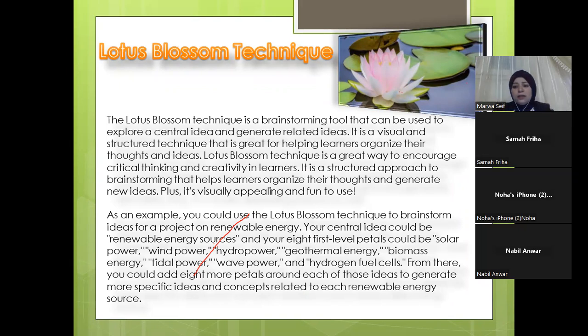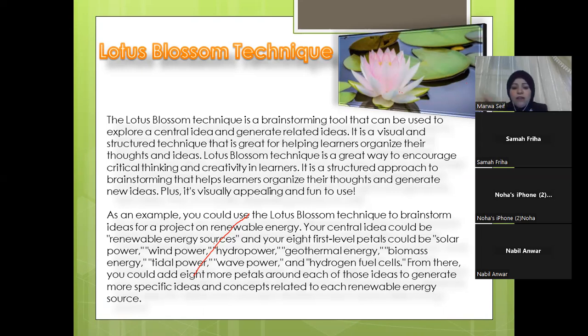first level petals, and then second level petals, I mean leaves, and third level petals, lots of petals, and we have the central idea. Okay, so let me tell you about it, and to elaborate on that a little bit, it's a brainstorming tool, and it's wonderful. You can use it in a CLIL lesson, for example, to brainstorm ideas for a project on renewable energy. Your central idea could be the renewable energy sources, okay? And your 8 first level petals could be solar power, wind power, hydropower, geothermal energy, etc.